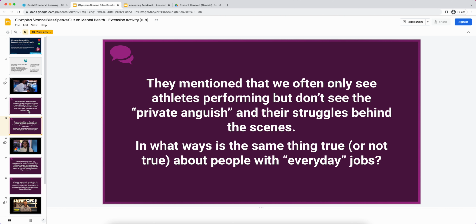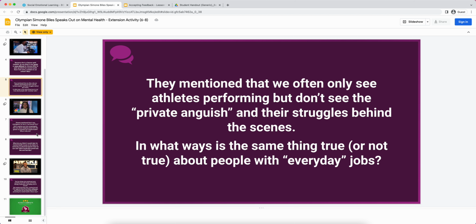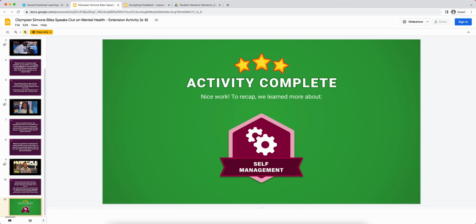And like I said, think-pair-shares are your best friend as long as it suits your group and they stay on topic, which doesn't always happen, we know, with middle schoolers. But letting them talk to each other and then share with the whole group is a good way to manage these discussion questions. And then it's going to end and show you that learning badge because that's a really common feature.